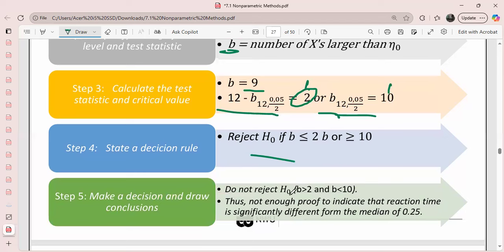Therefore, now we make our decision and draw conclusions. We do not reject the null hypothesis. The earlier was just a statement that we can only reject if the value of B is less than or equal to this. But now, when we make a decision and draw a conclusion, we do not reject the null hypothesis. Why? Because the value of B is greater than 2. You saw how they got the value of 2. The value of B is 9. So obviously 9 is greater than 2, so it's not under that condition of B.